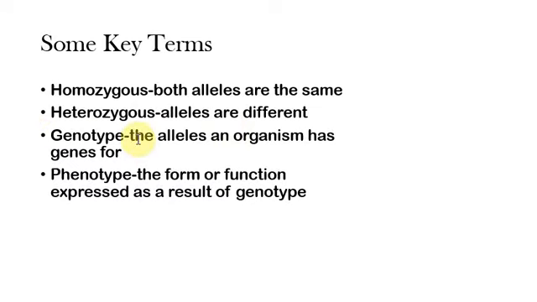Now, a genotype, I mentioned this phrase in the last slide. A genotype is essentially the alleles an organism has the genes for. If you look at the genes of the organism, that's what it is. A phenotype, rather than being the genetic description of the organism, is the form or function expressed as a result of the genotype. So, a phenotype will show you what the organism looks like, how it acts, how it behaves, whereas the genotype will be its actual pair of genes. It's what it has the genes that code for. So you can see that sometimes more than one genotype will result in the same phenotype, and that makes things incredibly easier to work with.